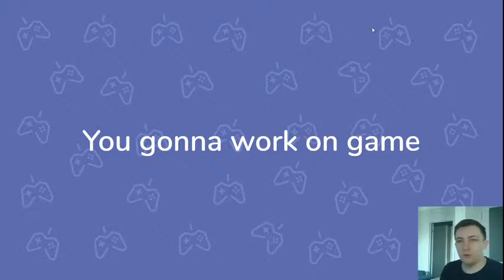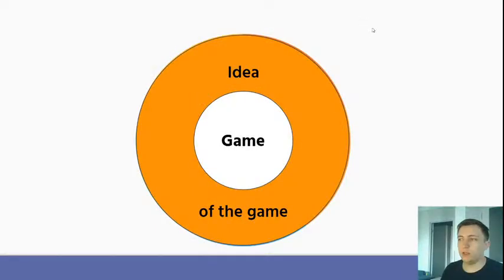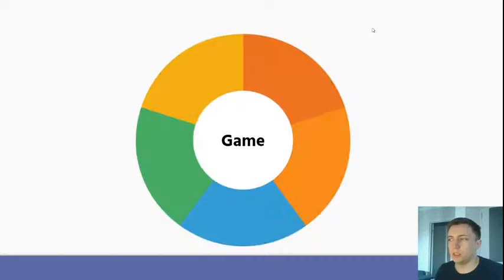First point, you're going to work on a game, and I want to define at the beginning what exactly a game is in different terms. The first one is the definition of game from my side. When you have a game, you actually have an idea of this game, and let's try to split the idea into different terms and subsections. In my opinion, we can split it into maybe five.